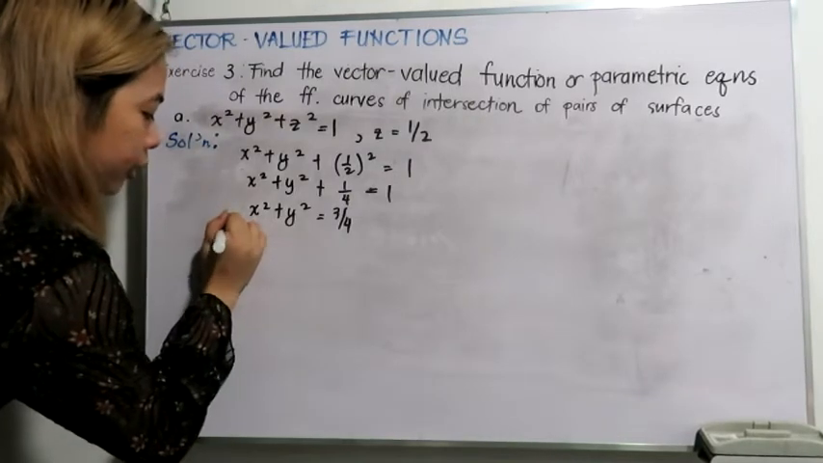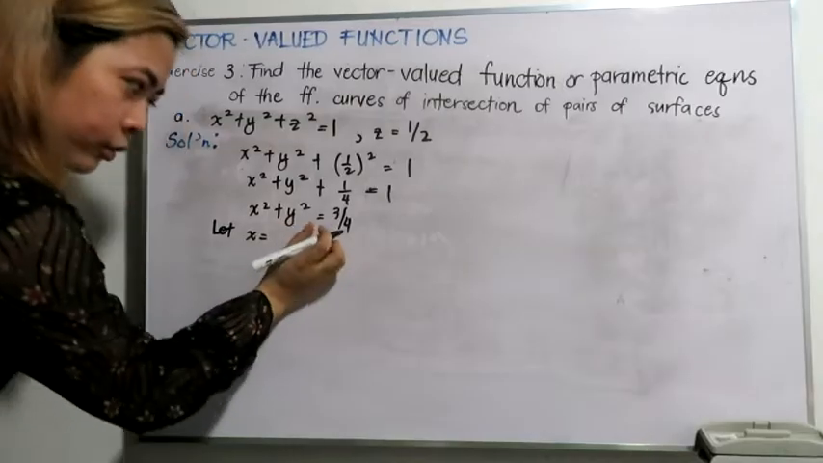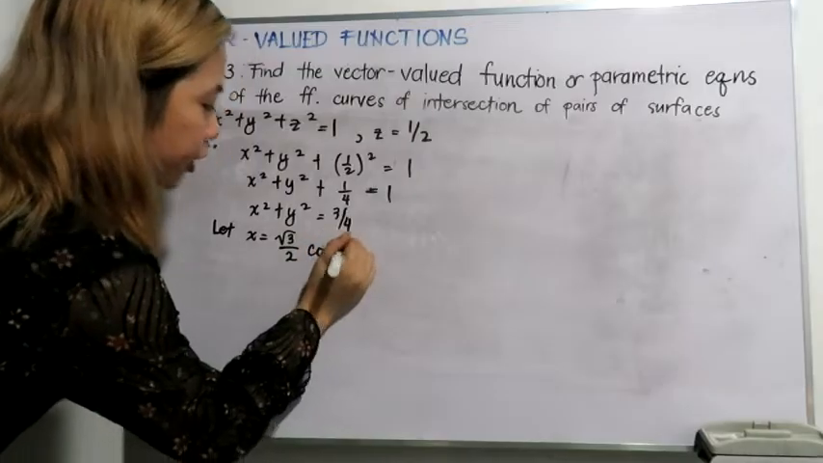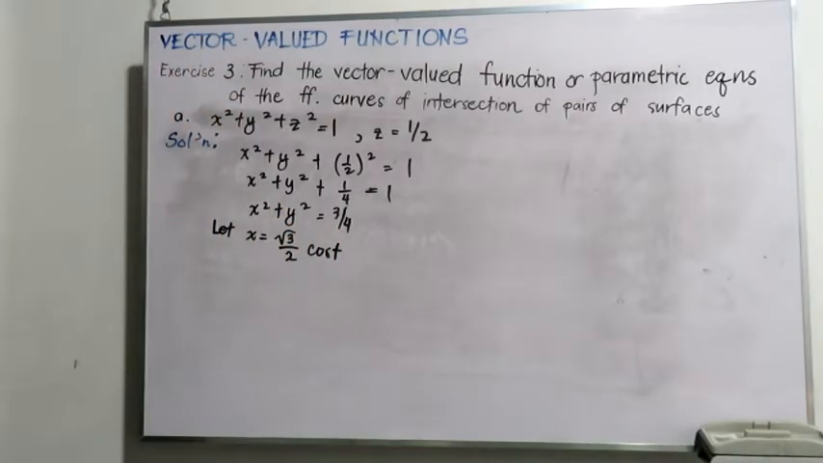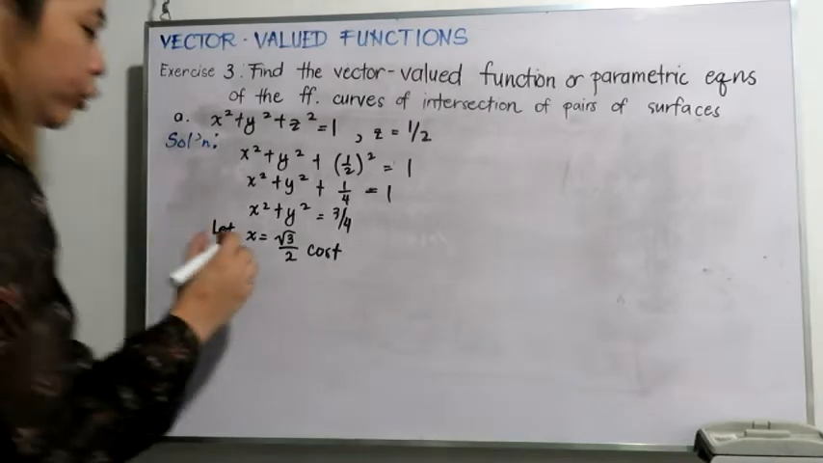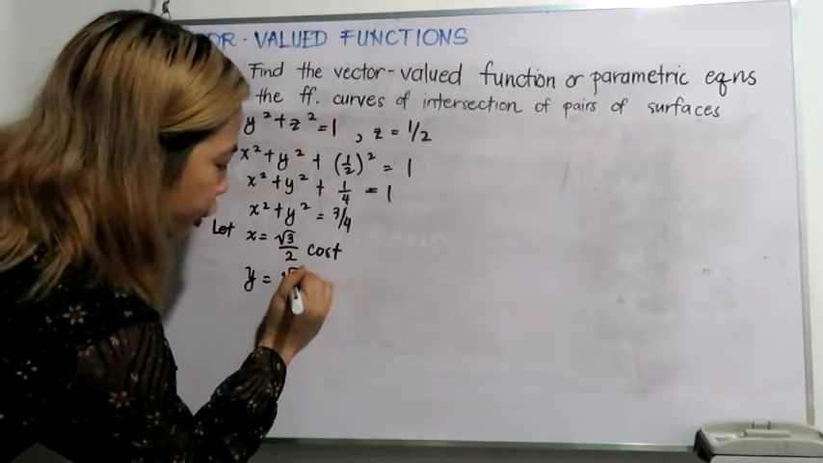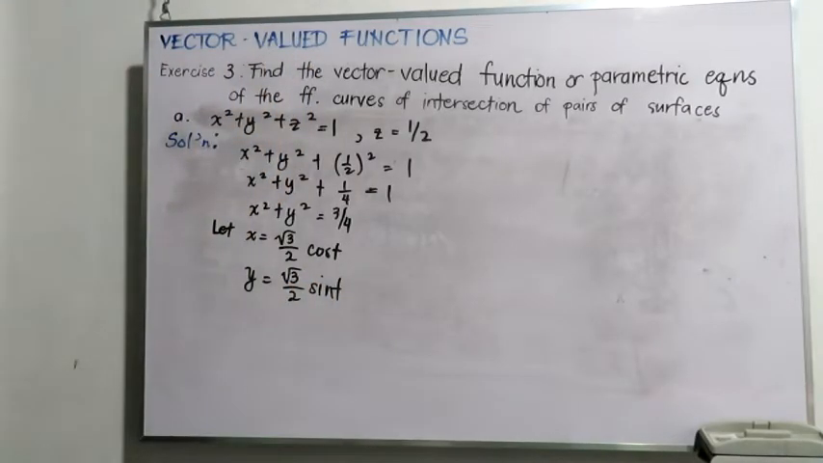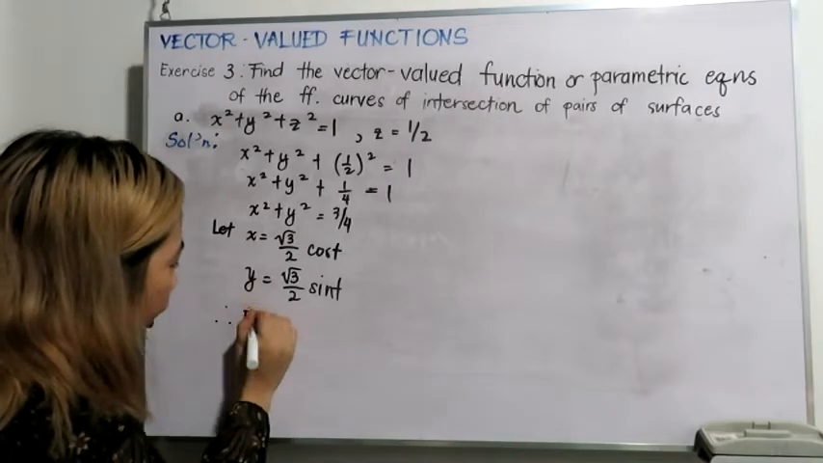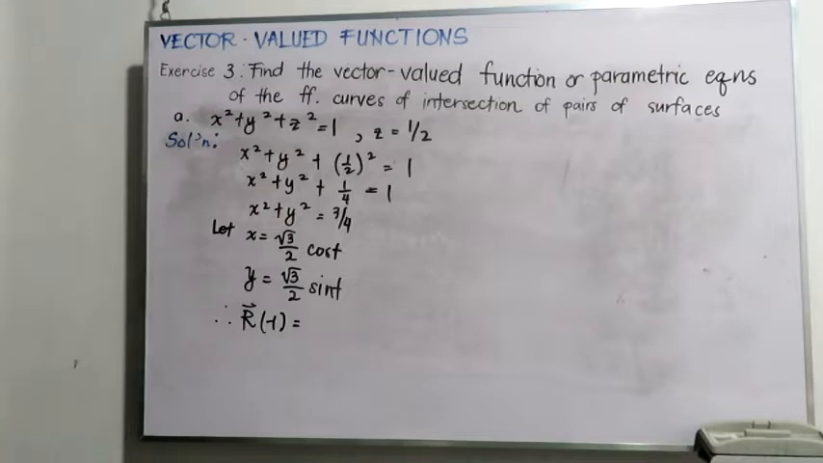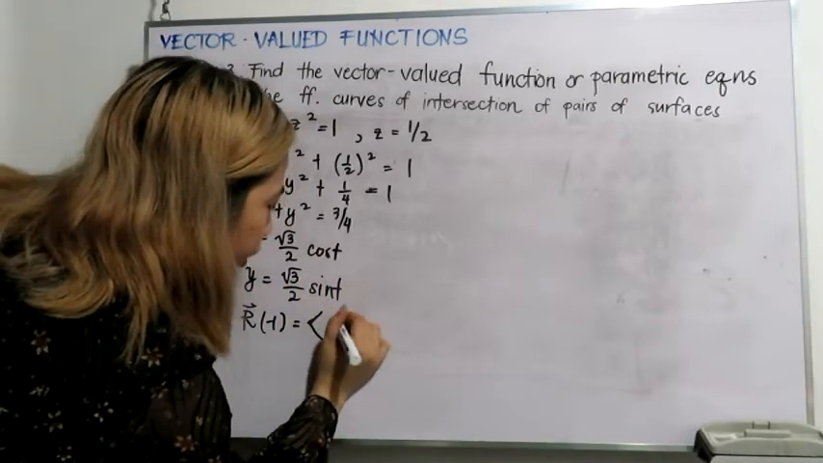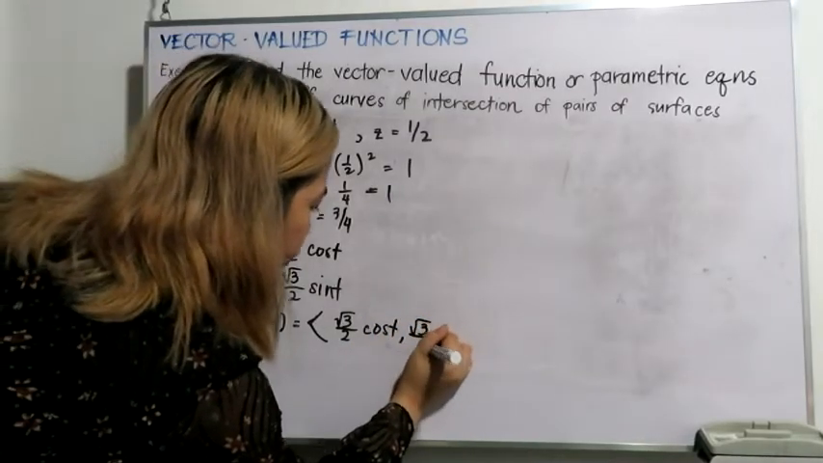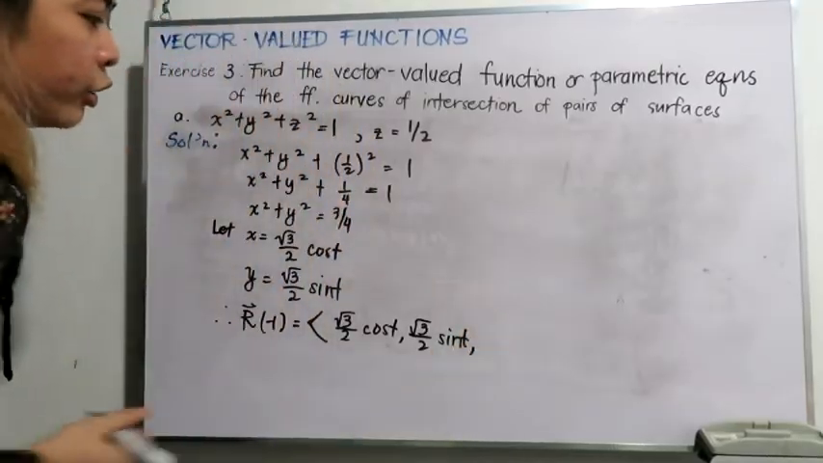This time, we let x be square root of 3 over 2 cosine t, since this is a circle of radius square root of 3 over 2. And y equals square root of 3 over 2 sine t. Then, the vector valued function is defined as r of t equals square root of 3 over 2 cosine t, square root of 3 over 2 sine t, and 1/2.